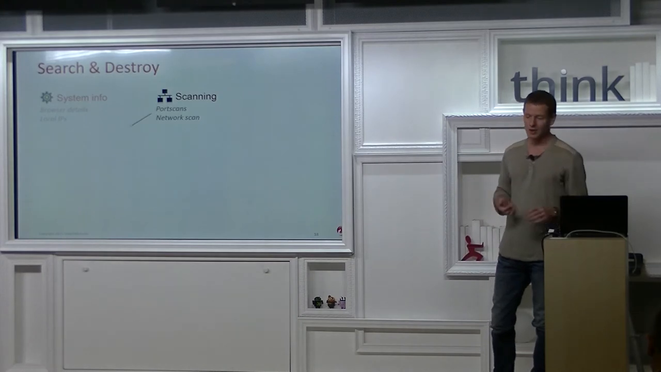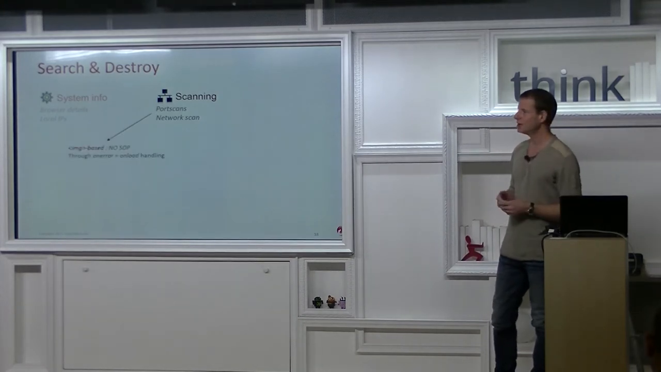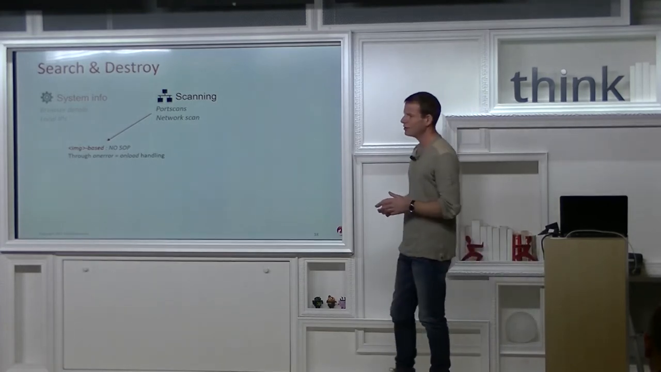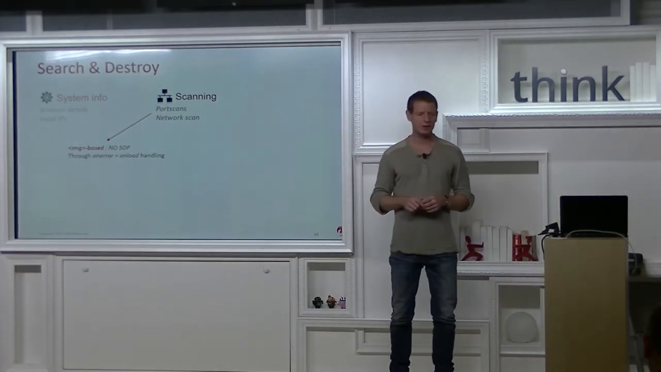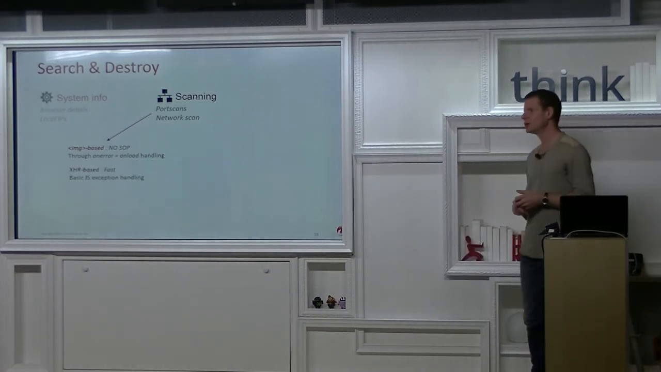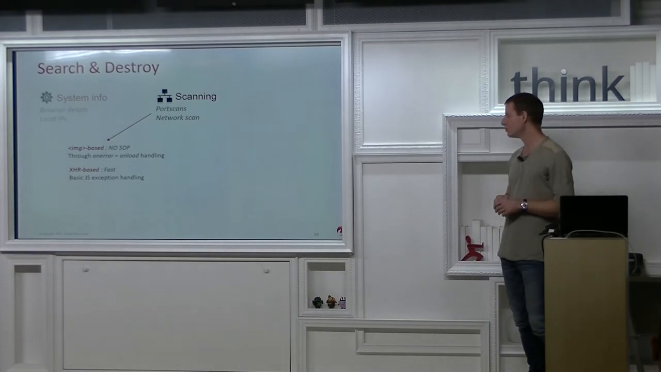The old techniques use images. That's interesting, there's no same-origin policy. But that's pretty long. You have to tune the timeouts, et cetera, so not very reliable. Another one, of course, is just XHR. But here you've got the SOP issue.